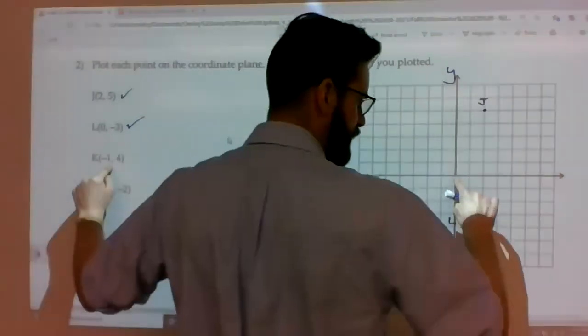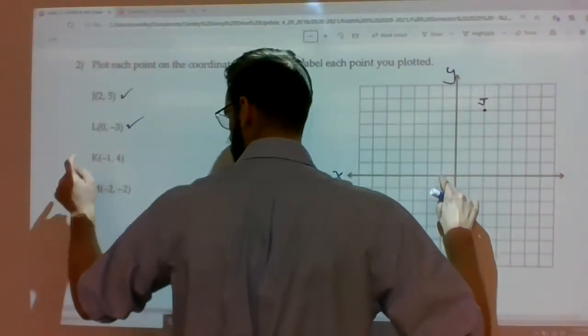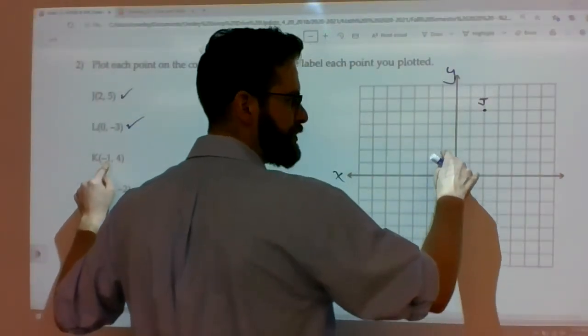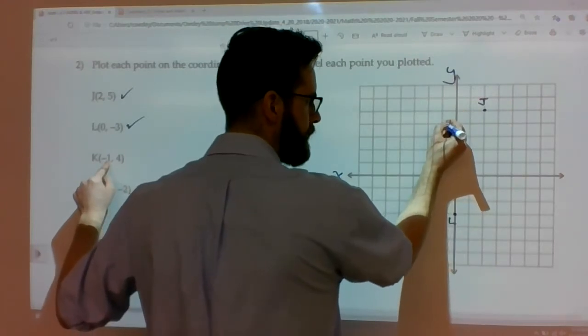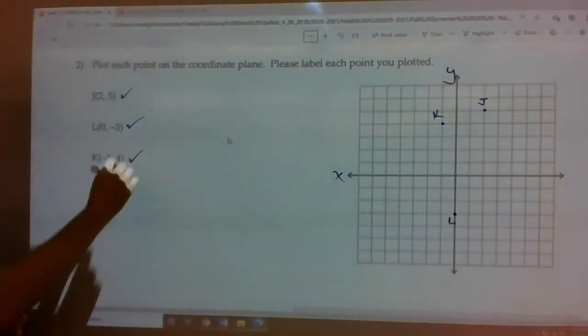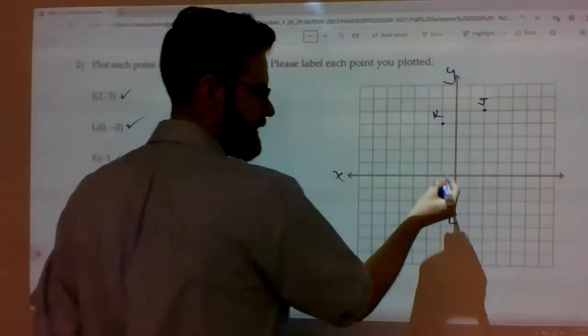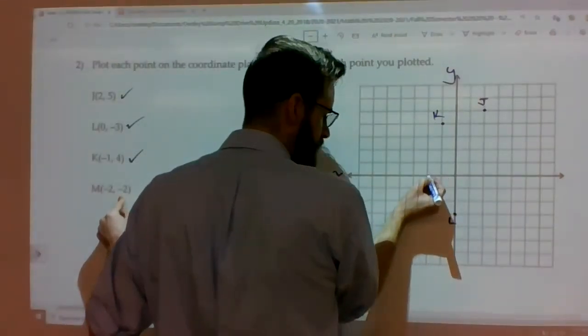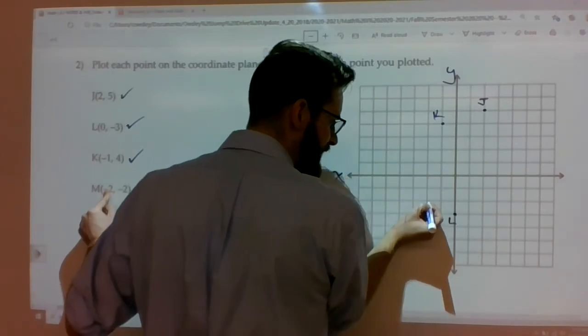K, you're going to start at the origin, left 1, then up 1, 2, 3, 4. Label it K. M, left 2 for my -2, and then down 2.